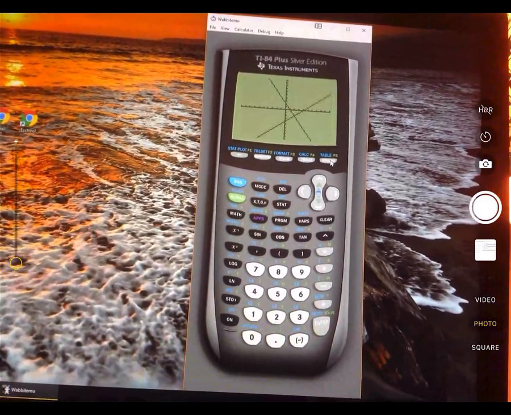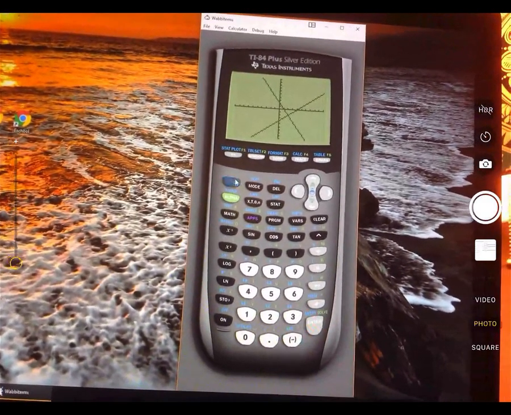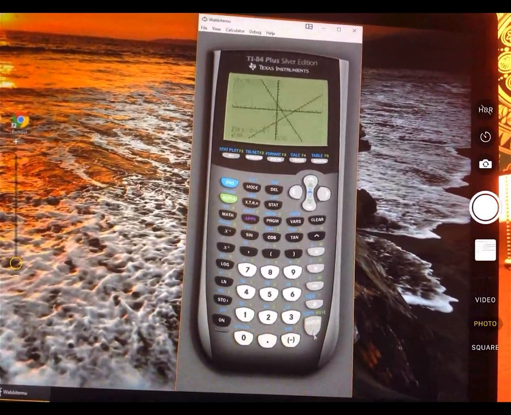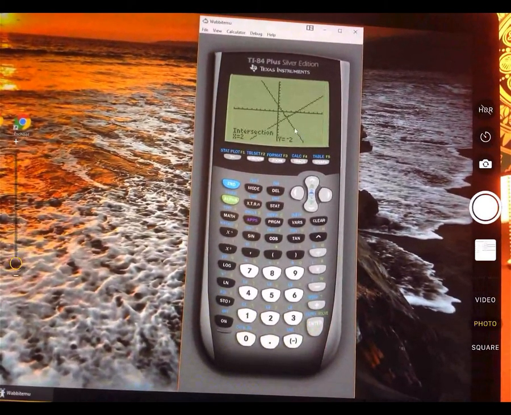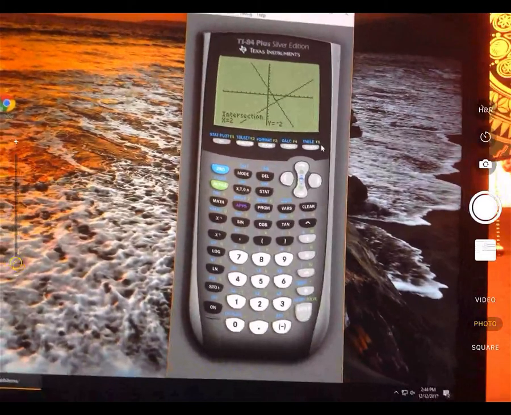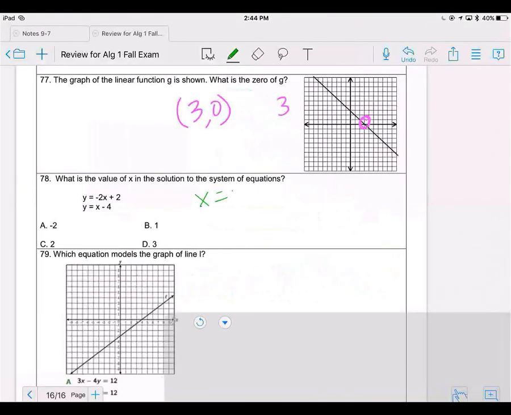I can see that they are crossing, so I click second, trace 5, enter, enter, enter. And my intersection is at 2, negative 2. So they tell me x equals 2, y equals negative 2. Now the question was asking for the value of x. X equals 2, so 2 is my answer.